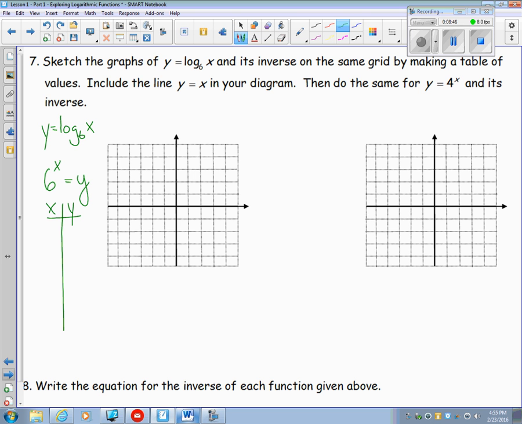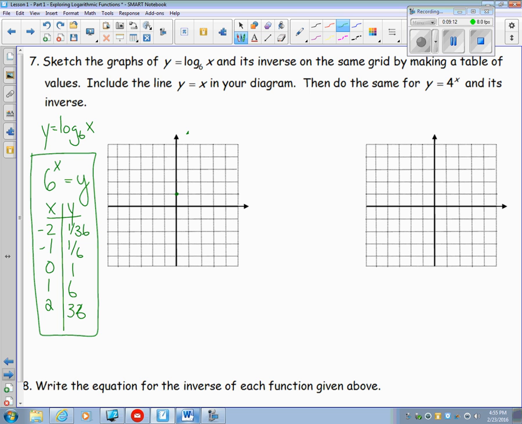x and y. I'm going to just go to -2 this time. If I try -2, 6 to the -2, I get a big long decimal or a fraction version, 1 over 36. 6 to the -1 would be 1 over 6. 6 to the 0 is 1. 6 to the 1 is 6. 6 to the 2 is 36. And I can graph that. Now remember, that's this function, right? So (0, 1), (1, 6), (-1, 1/6). And it's going to start looking like this.